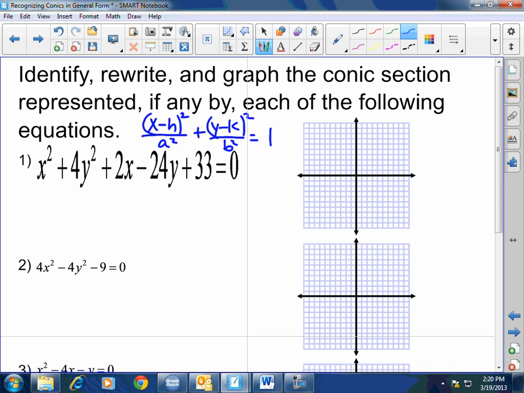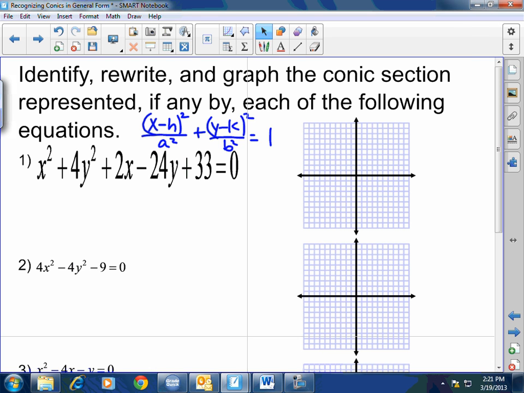And I know that the a is larger than the b. So let's keep that in mind, guys. I strongly suggest that, okay?